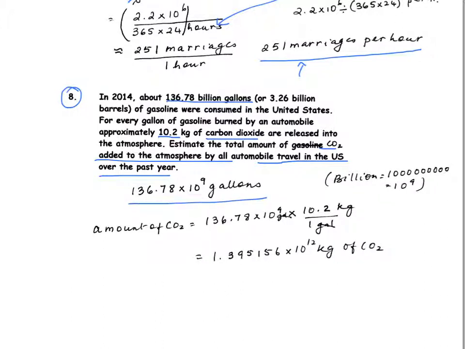So this is the annual usage of gasoline in gallons, 136.78 times 10 to the 9 gallons, times 10.2 kilograms of carbon dioxide produced per 1 gallon of gasoline. So the gallons cancel out, and what we're left with is kilograms of carbon dioxide. So simplifying all the numbers, this is the amount of carbon dioxide produced annually by automobile travel in the United States. Now, notice here that we're getting some information.